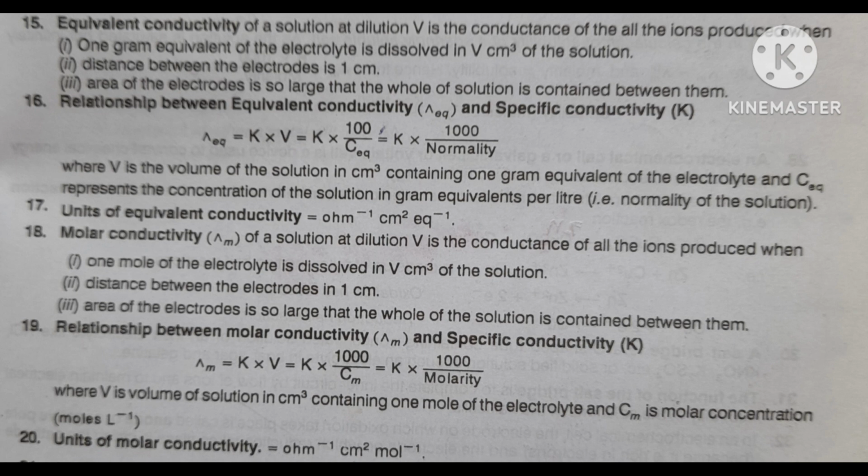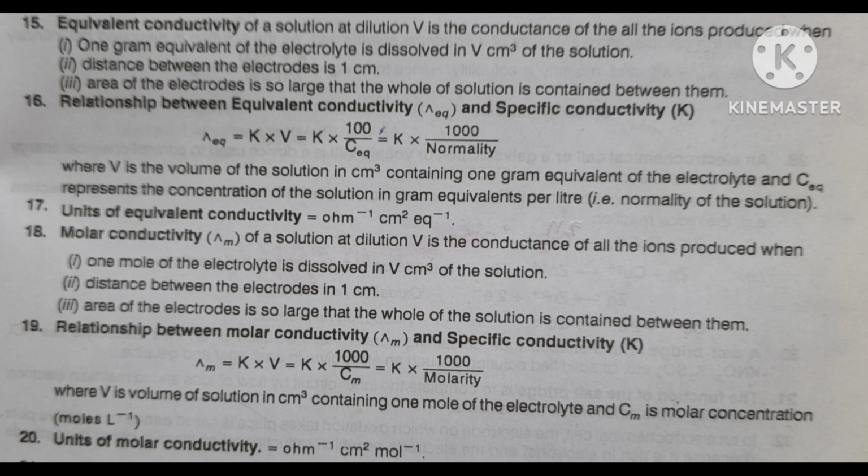C gram equivalent is present in 1000 cc. Correct? Then 1 gram equivalent is present in 1000 divided by C. This is actually the volume. That's why K into V. Then in the place of V, you can write 1000 divided by C gram equivalent, and this C gram equivalent you can call normality. Hence, equivalent conductivity is equal to K into 1000 divided by normality.